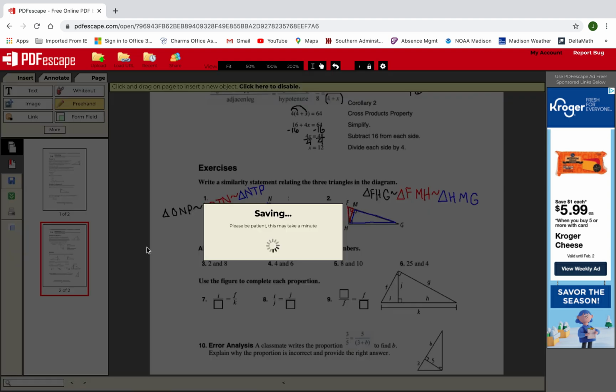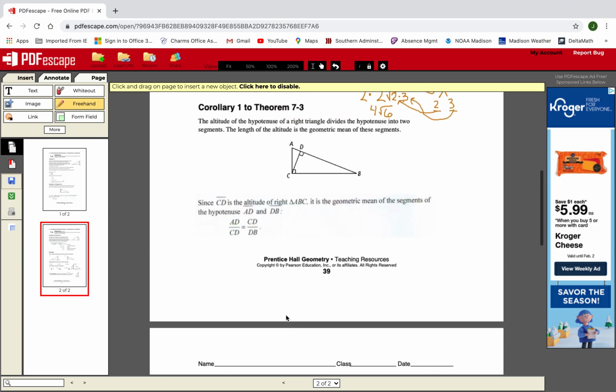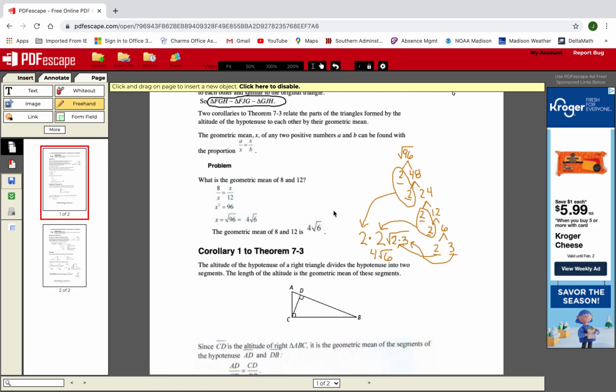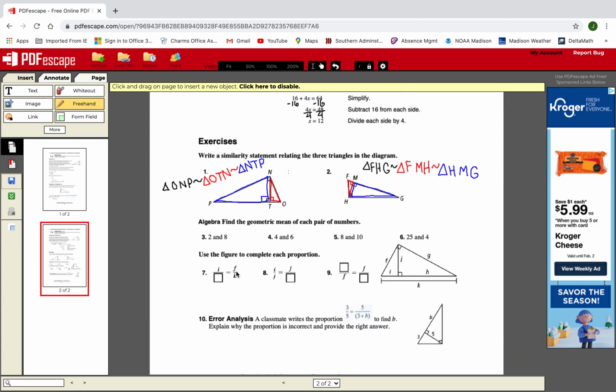Okay, so 3, 4, 5, and 6 are using two numbers to find the geometric mean, which is exactly what this example up here is. What is the geometric mean between 8 and 12? Basically, you just multiply those numbers together and take the square root, okay? So if I was going to set this up in an equation, I would say 2 over x equals x over 8.